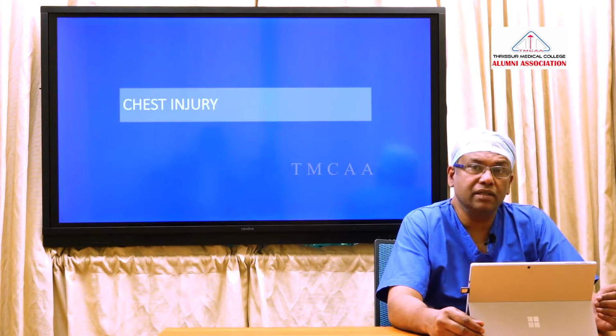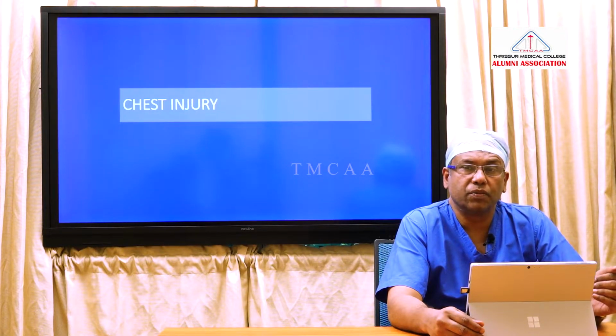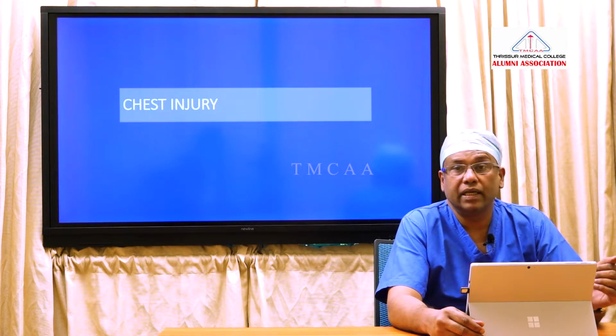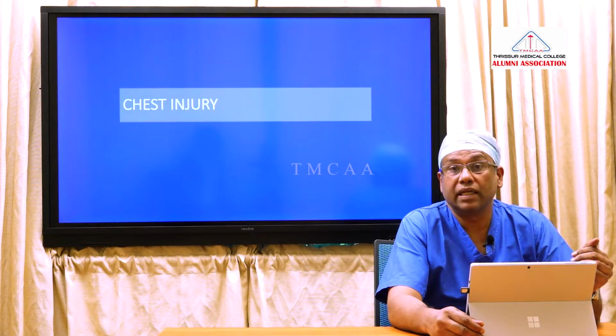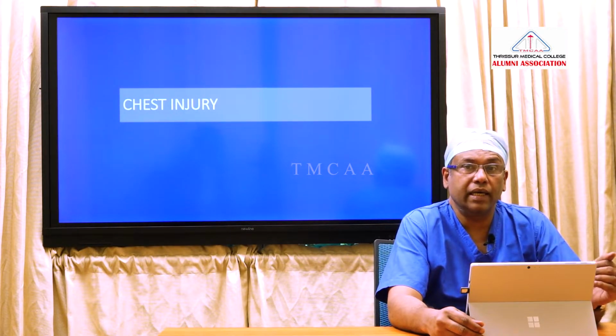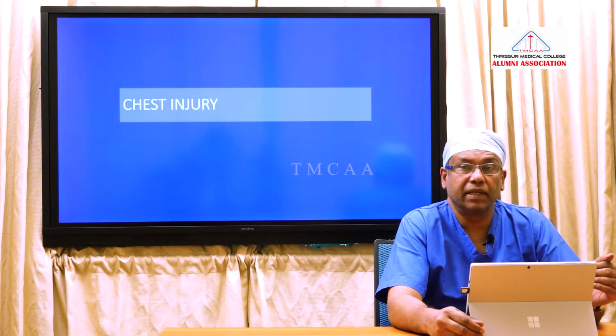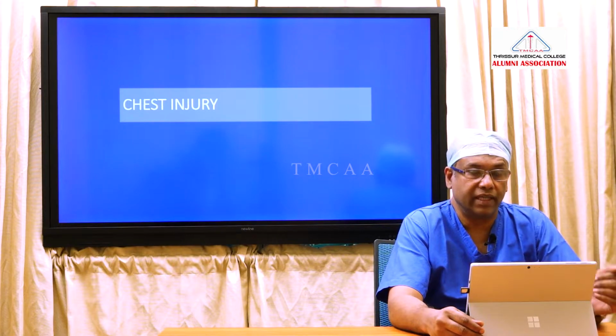So, chest injuries, per se, account for around 25% of post-traumatic deaths, and this is one of the most common causes of death due to trauma. We may think it is head injury, but basically chest injuries come as the first priority. And not only that, as I started with the statement, they are also preventable causes of death.